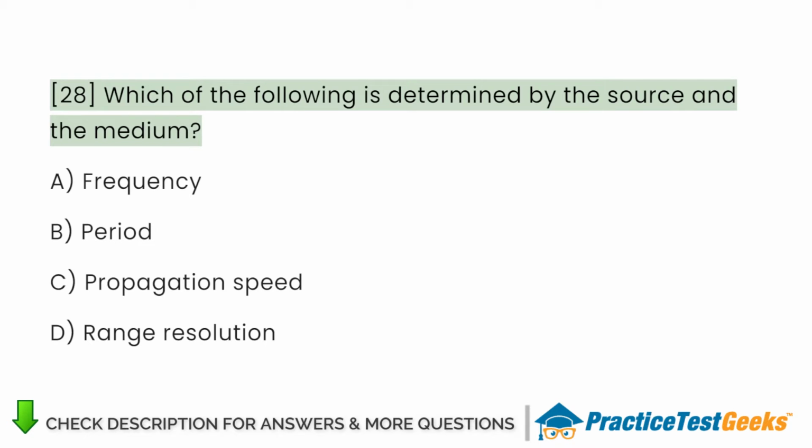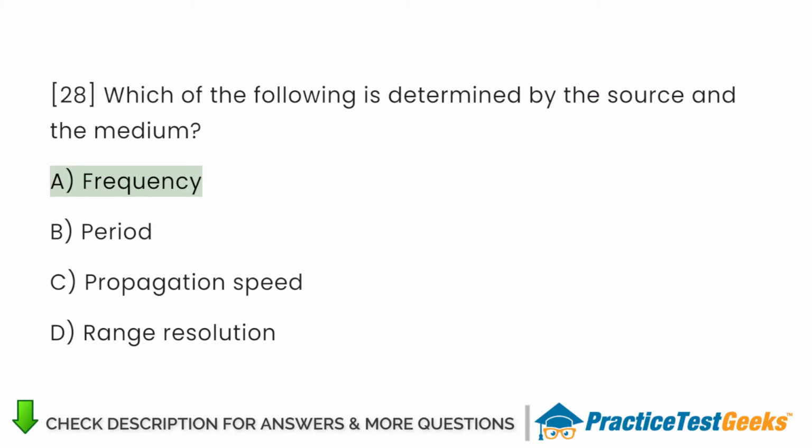Which of the following is determined by the source and the medium? A. Frequency. B. Period. C. Propagation speed. D. Range resolution.